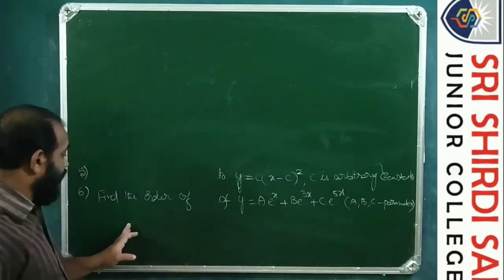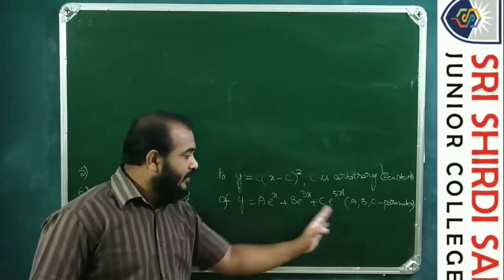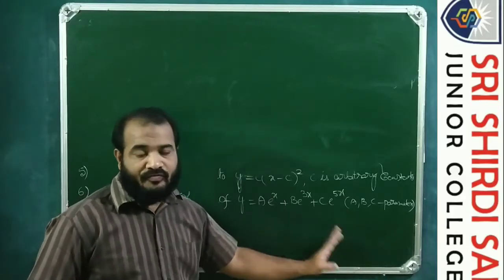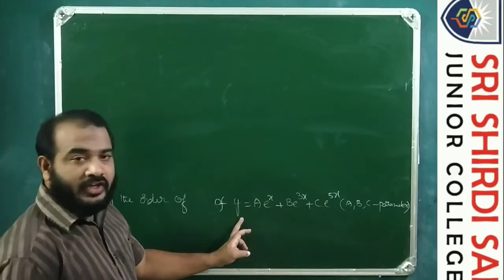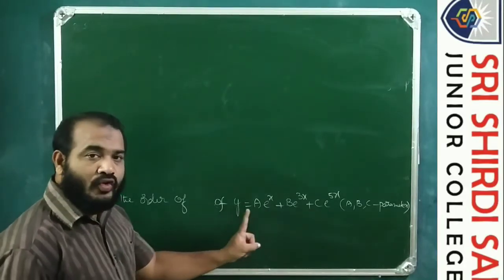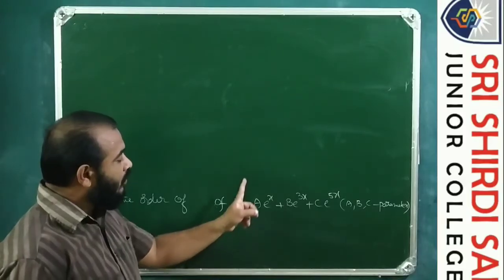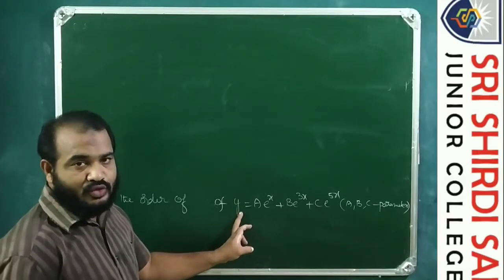And if you come to here, to find the order, since this contains 3 arbitrary constants or parameters, we need to differentiate it thrice. Hence the order of this differential equation is 3, because we get dy by dx, d square y by dx square, and d cube y by dx cube. Therefore the order is equal to 3.